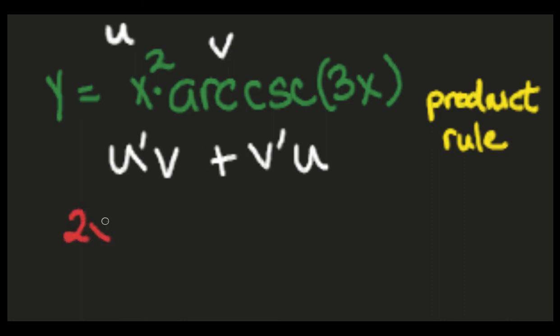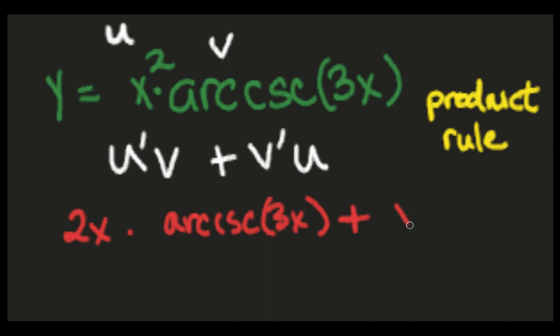2x, and then times arc cosecant 3x. Good. Plus x squared.